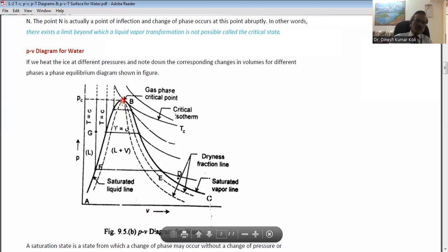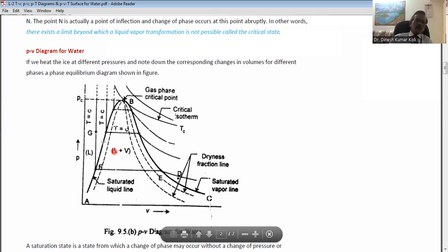Here, if we start from this point, which is again called the critical point, the left-hand side curve, this bold line indicates the saturated liquid line, and the right-hand side bold curve is called the saturated vapor line. Between these two curves, there is the wet steam zone. So this is the mixture of the water and the steam.